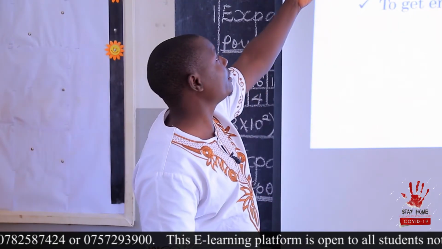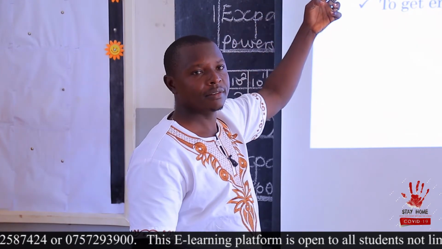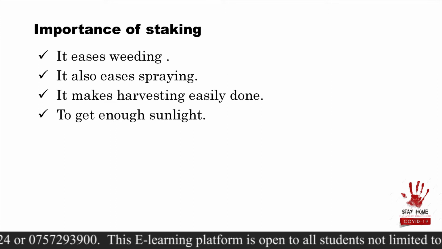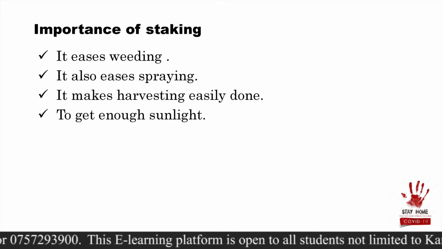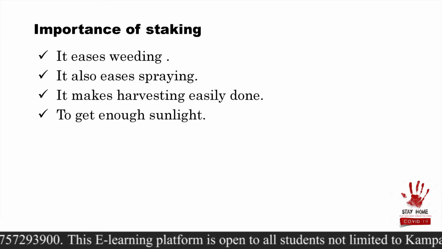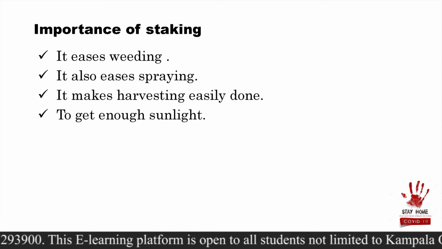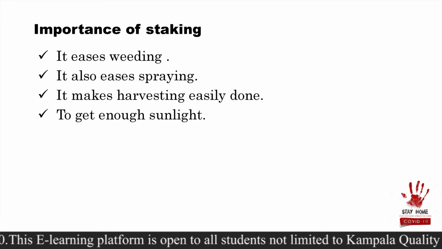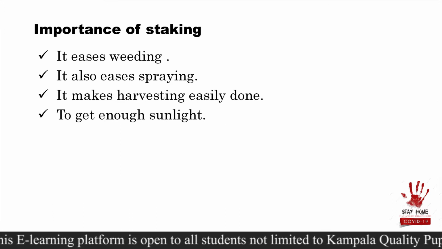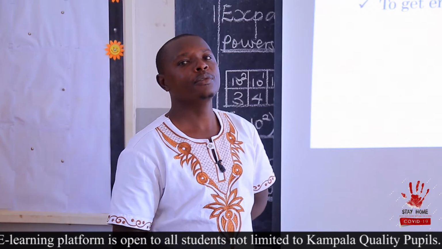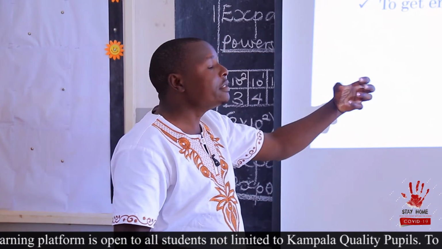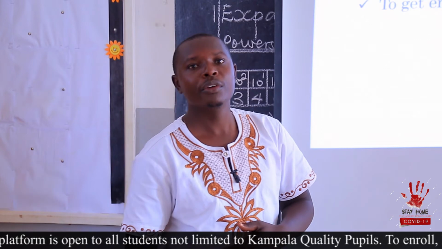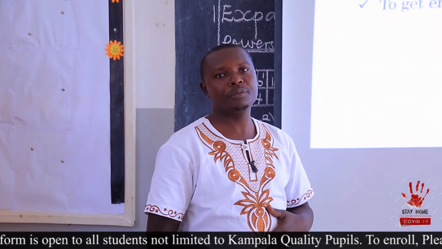Can you go through the importance of staking together with me? Repeat after me. It eases weeding. It also eases spraying. It makes harvesting easily done. It enables plants to get enough sunlight. Friends, those are the reasons or the importance why people carry out staking of their crops.